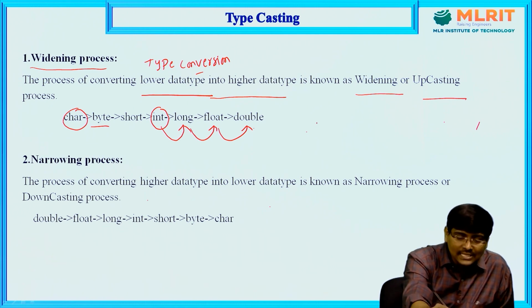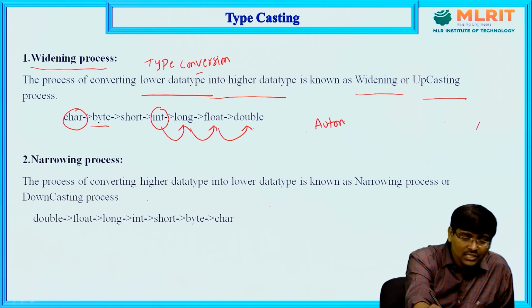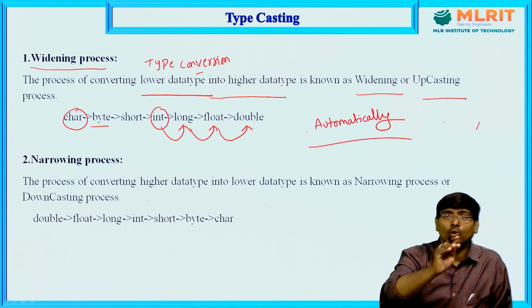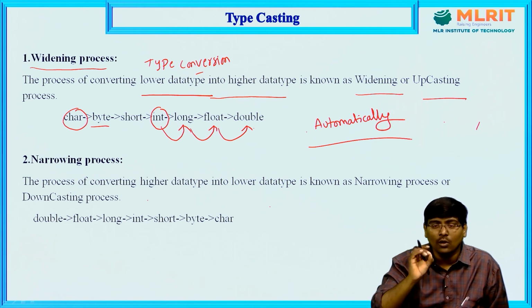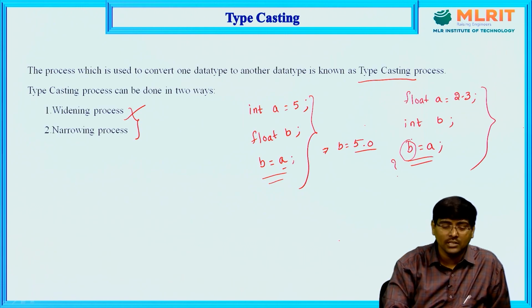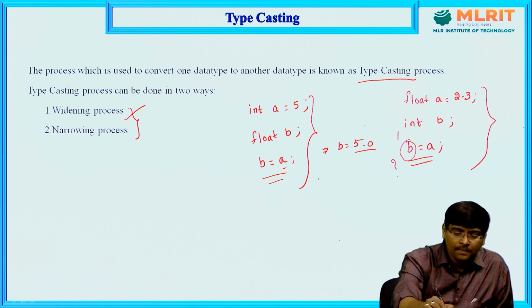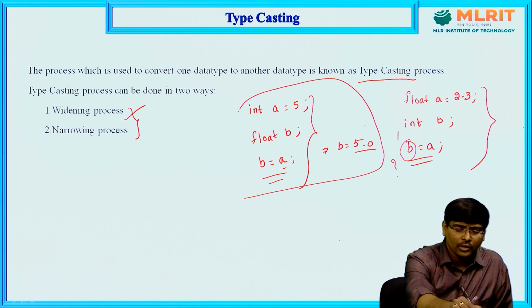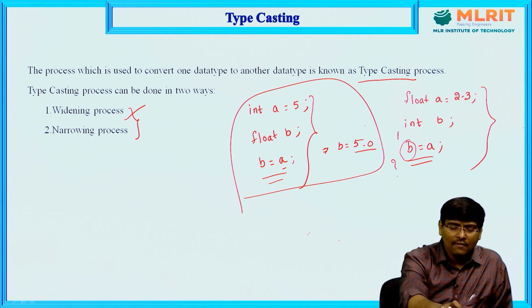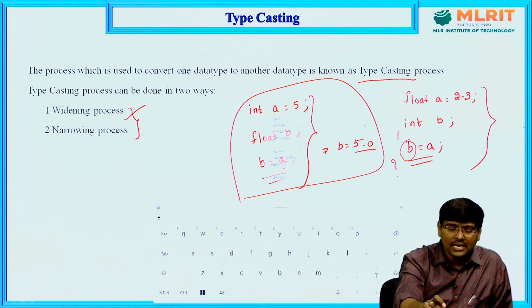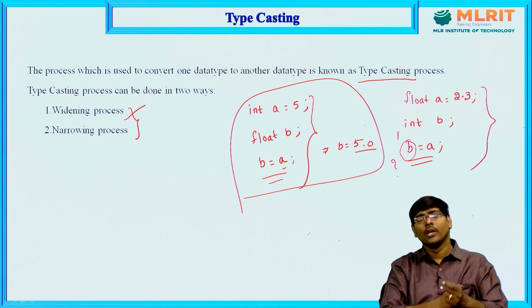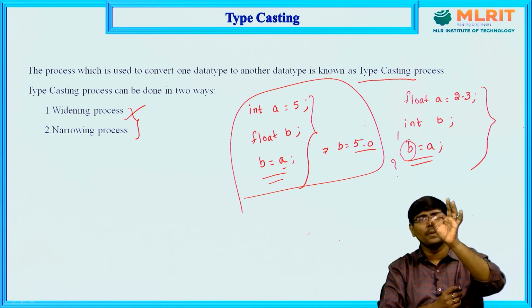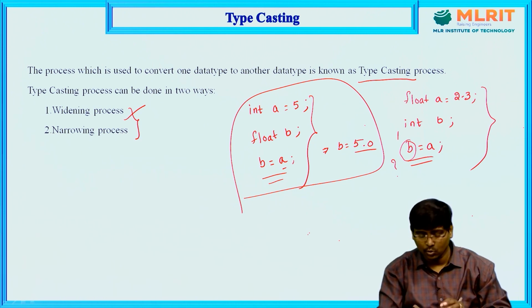Remember, this conversion is done automatically. You need not do anything. The system does this automatically. Coming to the previous example, nothing needs to be written. The value of integer is converted into float. You are not required to do anything. Simply by assigning, it happens automatically.